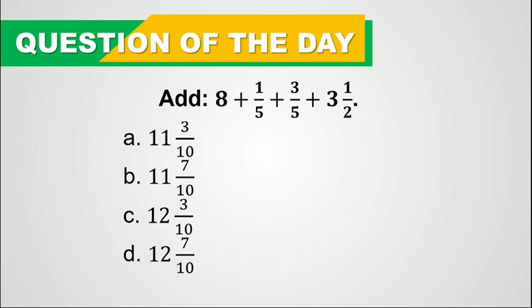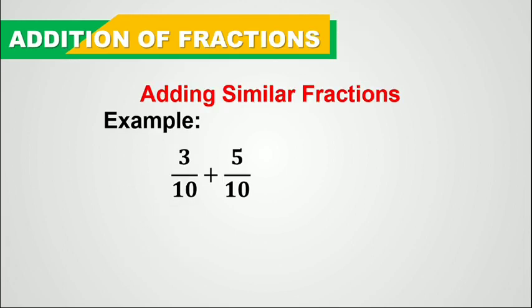Answering this particular question, all you need to do is be aware of the different procedures when adding fractions. When we're adding similar fractions, just like this example, if we're going to add 3 over 10 and 5 over 10, they have the same denominators, 10 and 10, that's why they are called similar fractions. When you're going to add similar fractions, just copy the denominator.